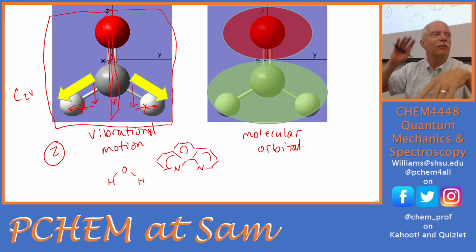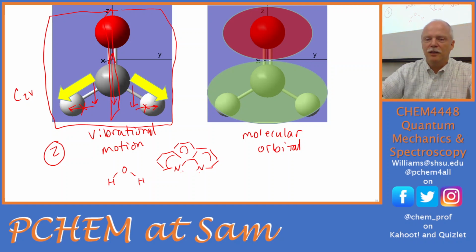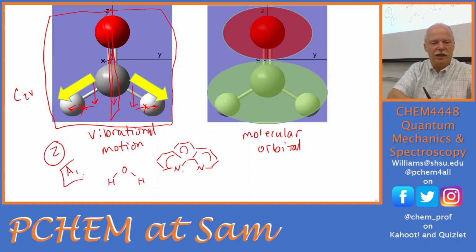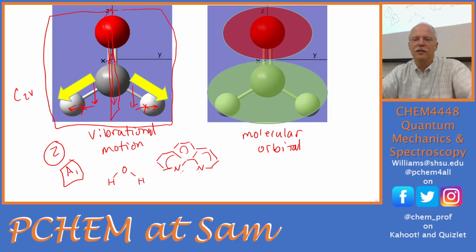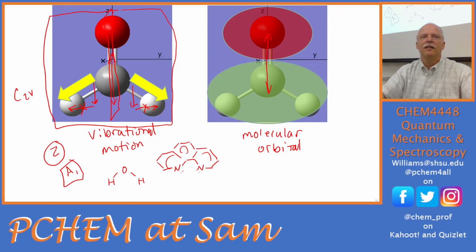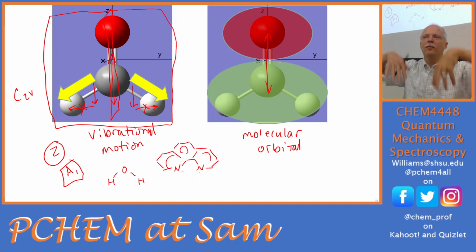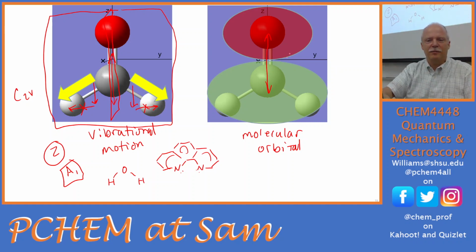All of their molecular orbitals will be A1, A2, B1, or B2. Okay, and so then here we have C2V. So in C2V, the Z-axis is going to be A1. So this motion is A1. Same here. Do you see the sloshing up and down on this molecule along the Z-axis? So this molecular orbital is going to have Z symmetry and also be A1.